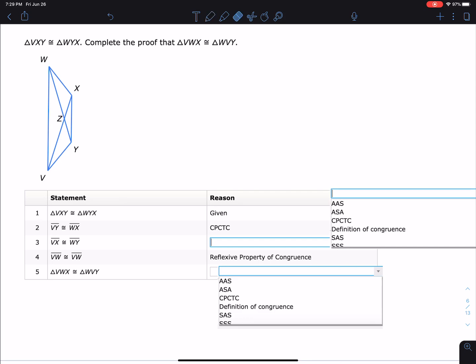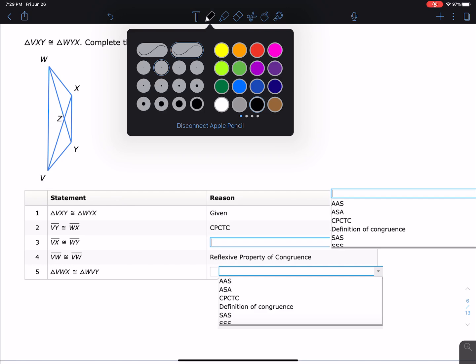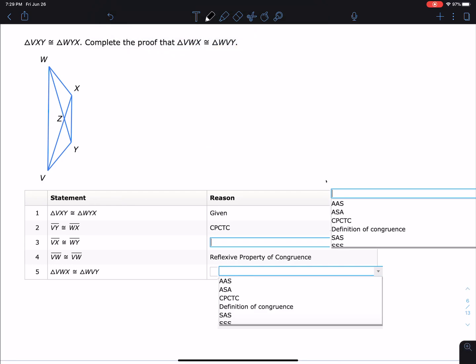Okay, let's see. So this box here, this upper box, I'm just getting my color here. This one goes to here, and this bottom one goes to here. Okay, so let's see. What do we got here? Triangle VXW is congruent to WYX. Now, here's the first time we see CPCTC, so let's talk about it.